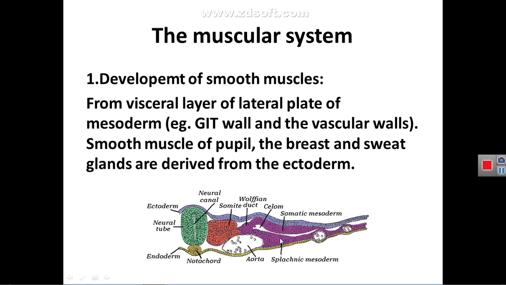There is an exception to this rule, which is the origin of smooth muscles from the visceral layer of lateral plate mesoderm. The exceptions are smooth muscles of the pupil of the eye, the smooth muscles of the mammary gland of the breast, and smooth muscles of the sweat gland. These three organs, pupils of the eye, breast, and sweat glands, have smooth muscles that are derived from the ectoderm. And actually this is a surprising phenomenon that the ectoderm forms muscle, because these are an exception from what is normal.